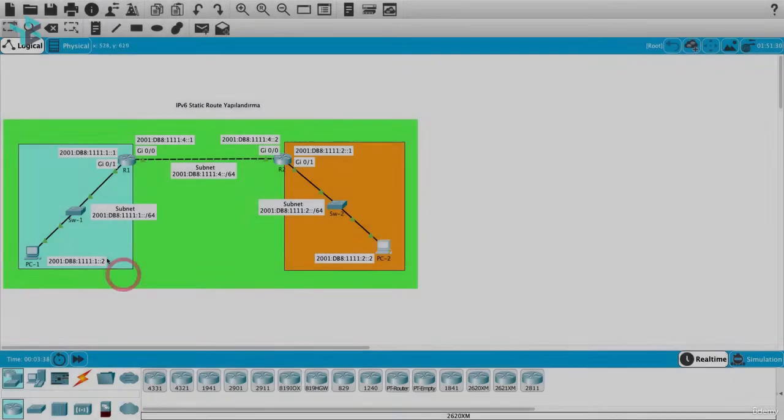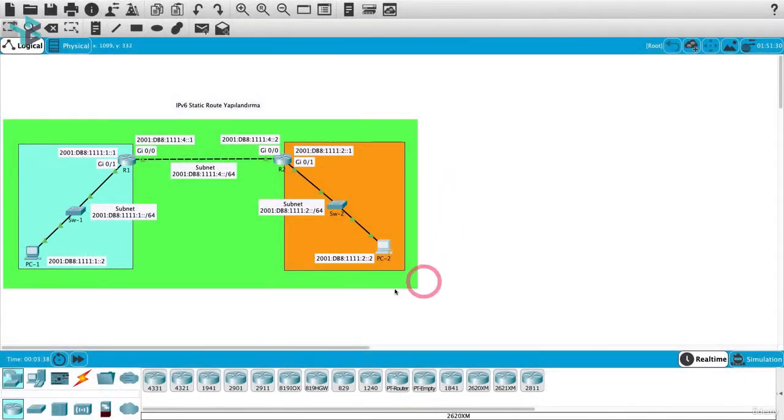Hello everyone, we will make the IPv6 static route configuration together with you in this lesson. First of all, let's look at a network diagram. When we look at our network diagram, it has the 2001:db8:1111 subnet in the turquoise area. On the orange side, it has a 2001:db8:1111 subnet. Between the two routers, we have a 2001:db8:1111 subnet, and our prefixes are 64.